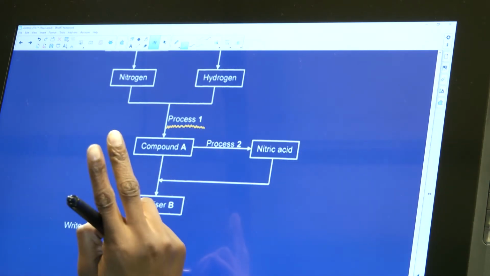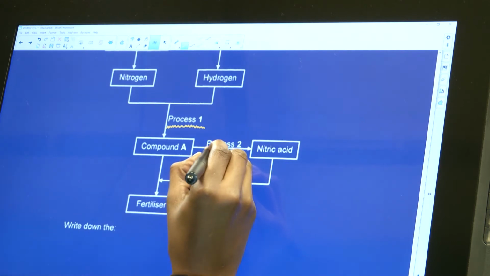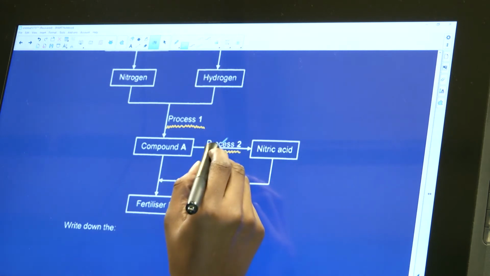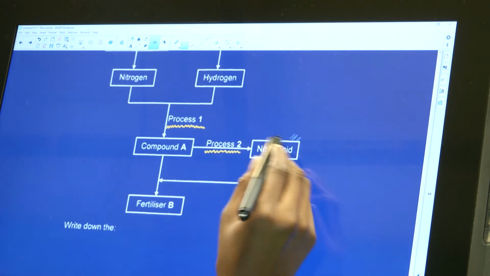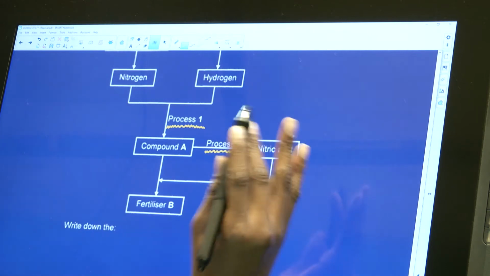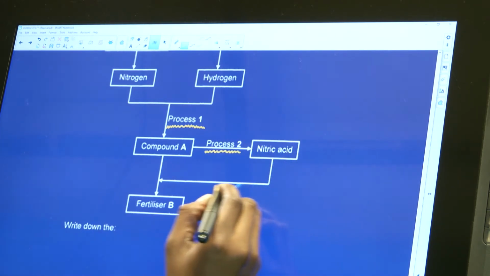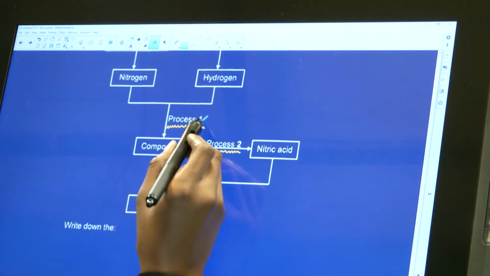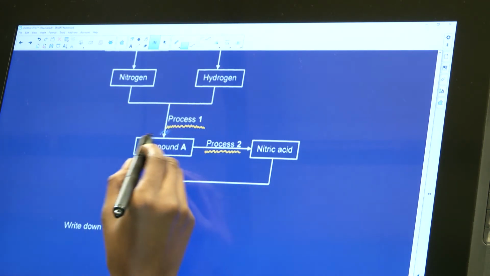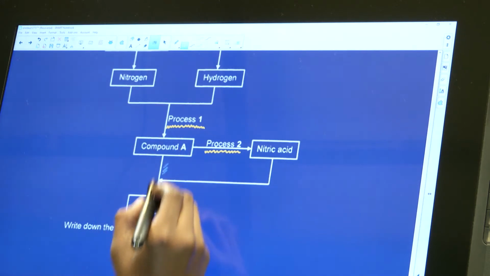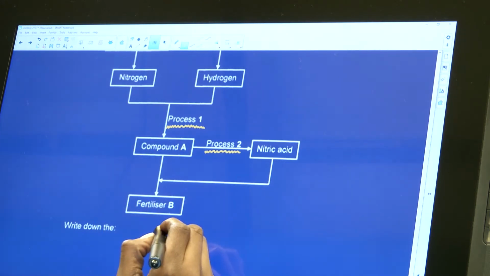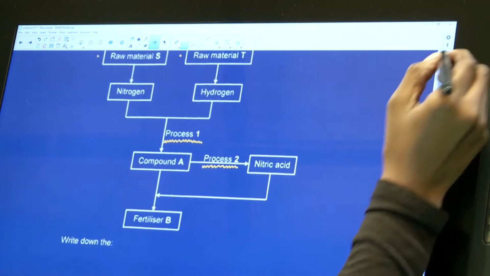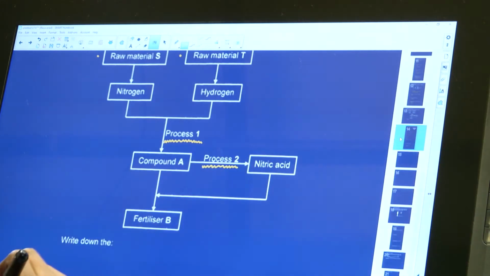And then they've given us 2 streams. We can have process 2. Process 2 should also have a name. But compound A, through process number 2, forms nitric acid. Aha, that's the first best clue they've actually given us. And then through that, I can move through this arrow here and get fertilizer B. Or from process number 1, I can move to compound A, and compound A can move straight to fertilizer B. So that's the entire process that I'm given, right? So now let's see what questions follow.